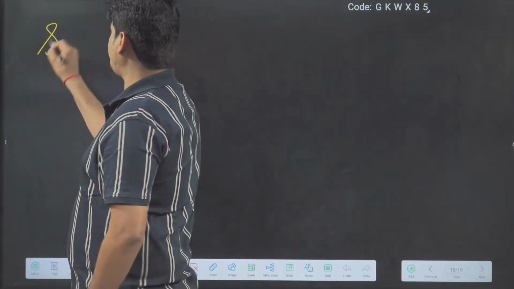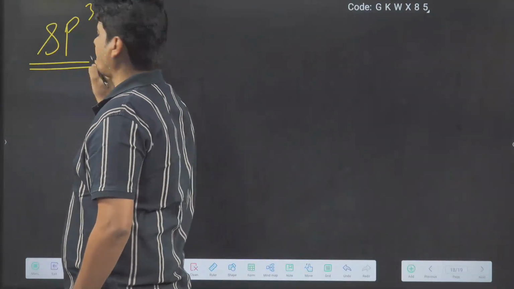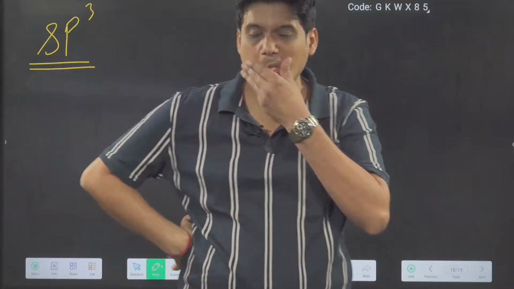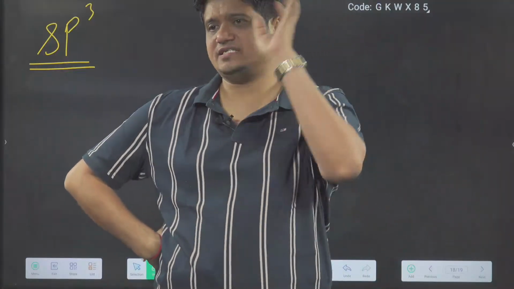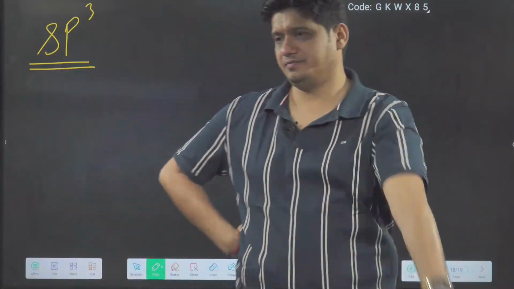Next one is sp3. How many s required and how many p orbitals required?